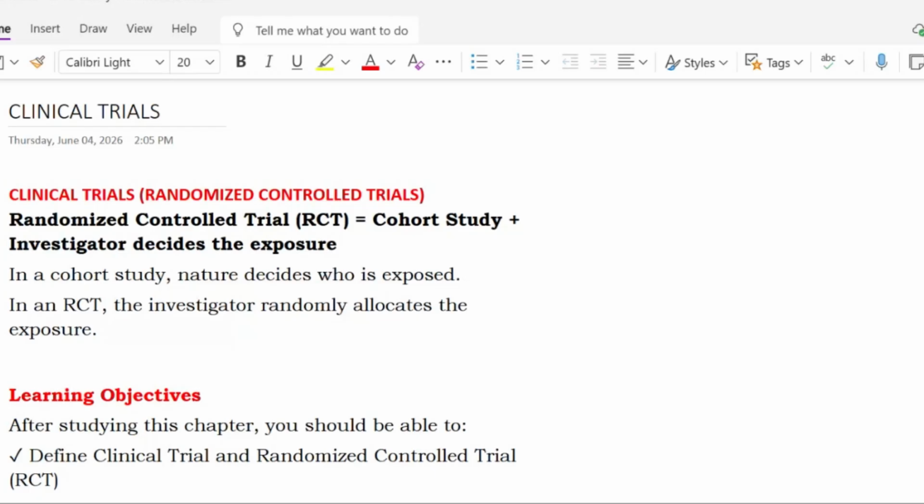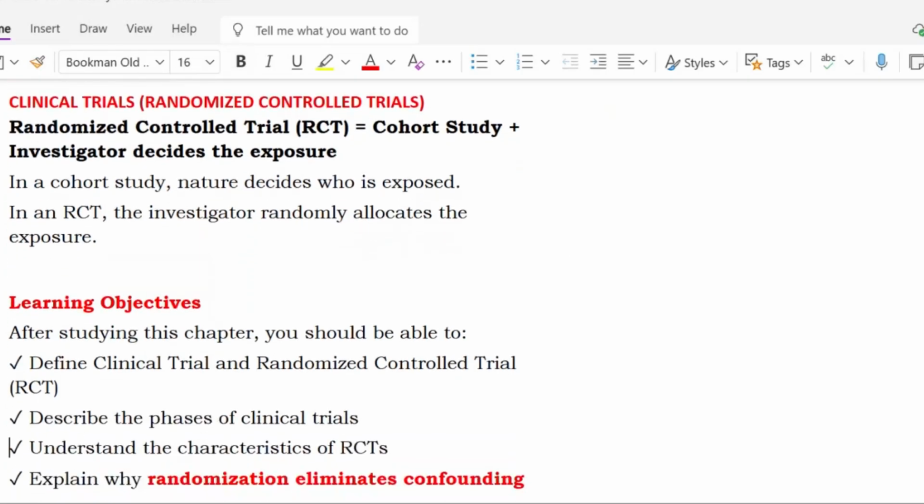So in cohort, what happens? The exposure is decided in the natural course only. The investigator will not assign. So it's actually similar to the cohort study, but assignment of the exposure is decided by the investigator. So in cohort study, nature decides who is exposed, while in RCT, the investigator randomly allocates the exposure. So this random allocation is very important.